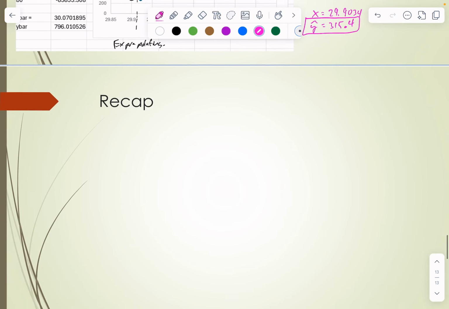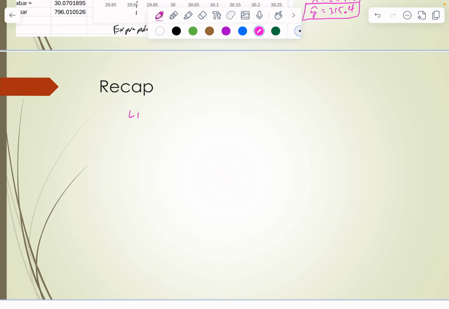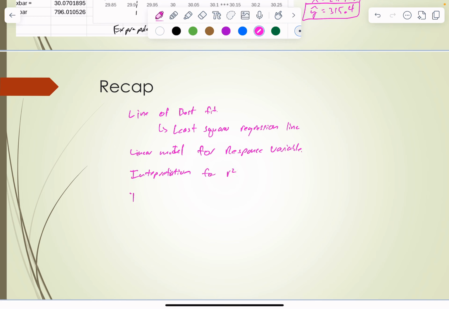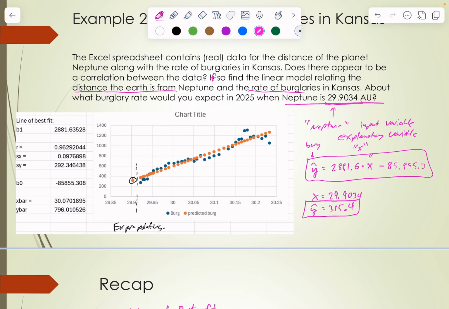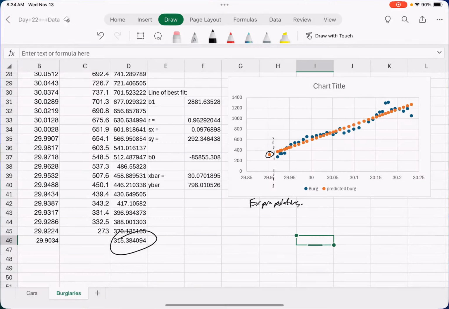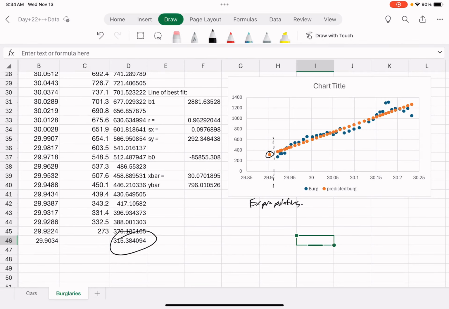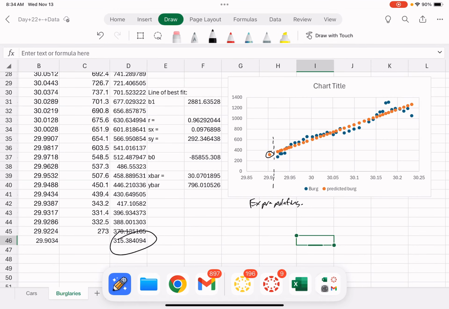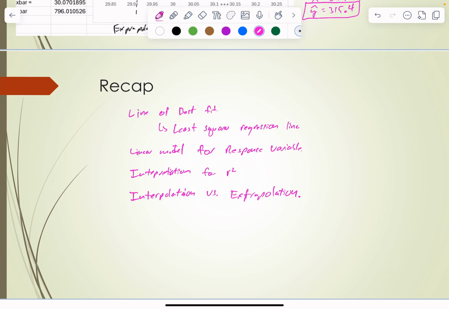Okay, what did we do today? We talked about the line of best fit. We talked about an interpretation. We talked about linear model. We talked about an interpretation for r squared, interpolation, and extrapolation. Going back to this example, we see some variation in what x equals, and we'll talk about the variation in class. And that's it. Have a wonderful day, and we'll see you later. Thank you.